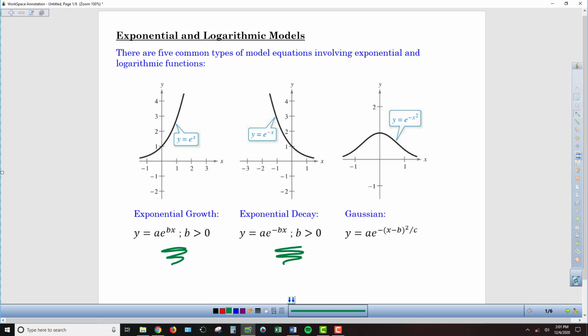We also have this Gaussian model. We are not going to spend any time on this one, but this is a model that creates a bell-shaped curve. So a lot of times you'll hear about a bell curve that's used for curving grades or that sort of thing. So that's generally based off of a Gaussian model.